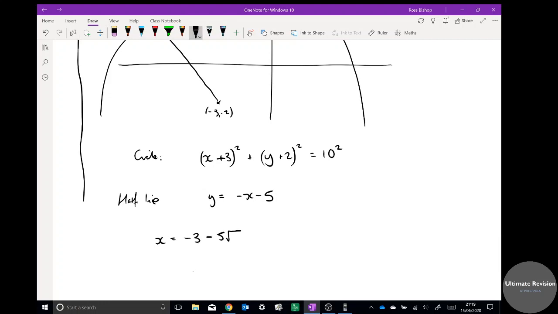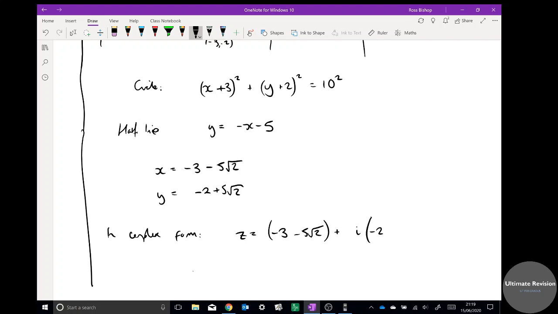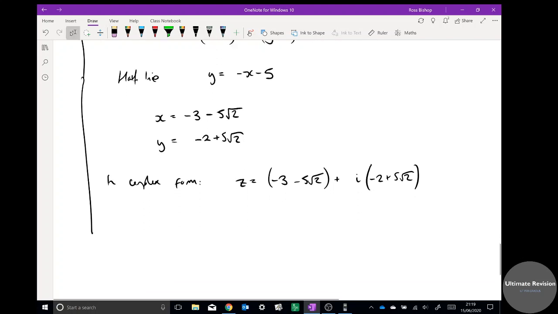It's a quadratic simultaneous equation, and y should equal minus 2 plus 5 root 2. So in complex form, we would say z is equal to minus 3 minus 5 root 2 plus i, and then minus 2 plus 5 root 2 i. Okay, and there you go. So that is the lesson.